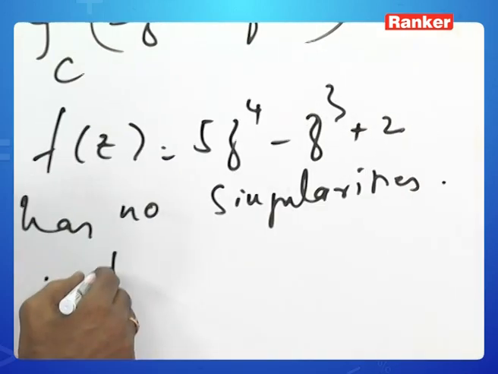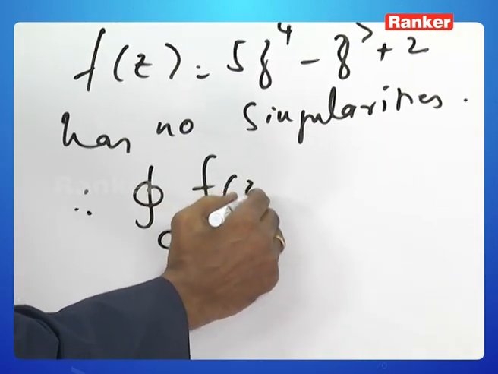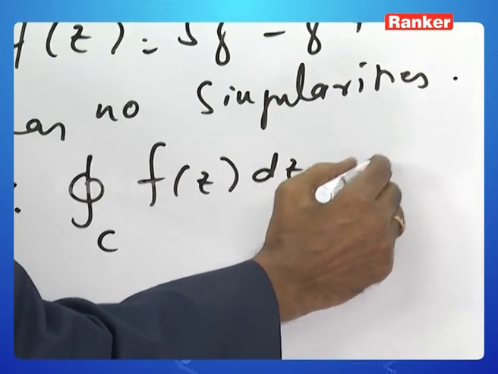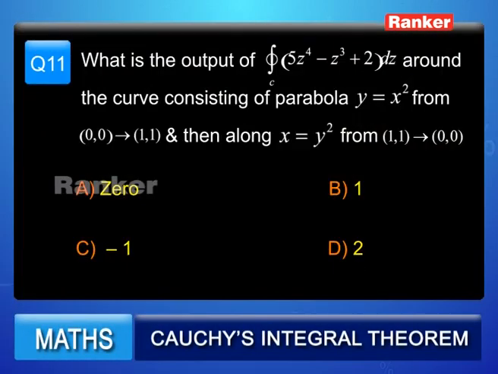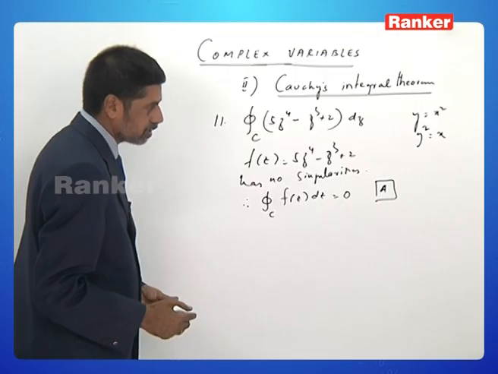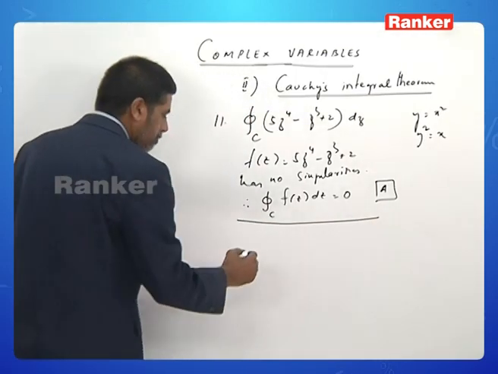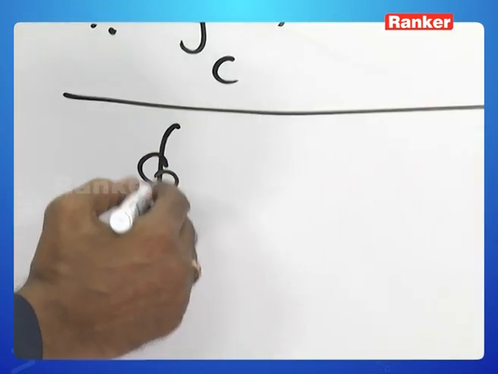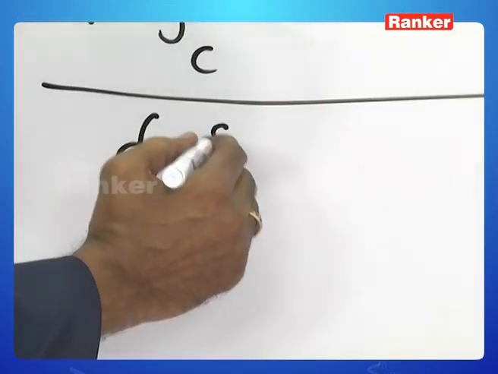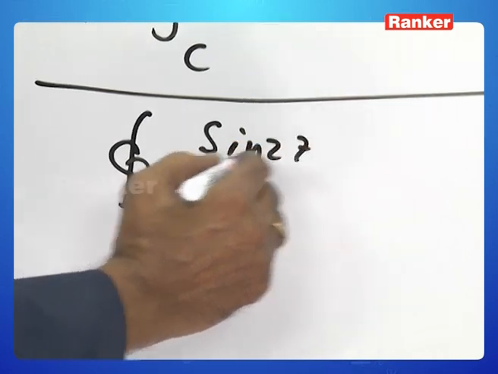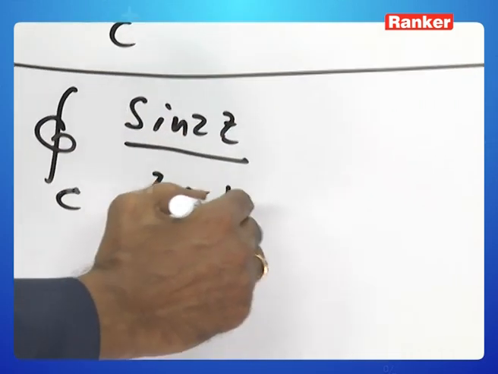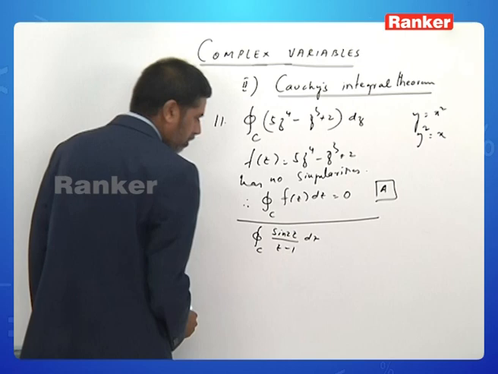Therefore, the integration of this function will be 0 as indicated by option A. However, I would like to explain here what can be the situation in some cases. Let's look at a problem like the integral of sin 2z by z minus 1 dz.